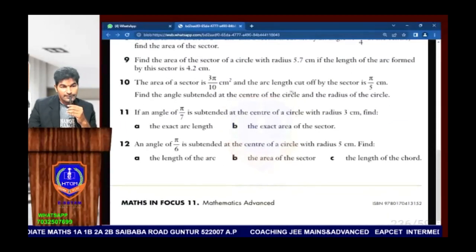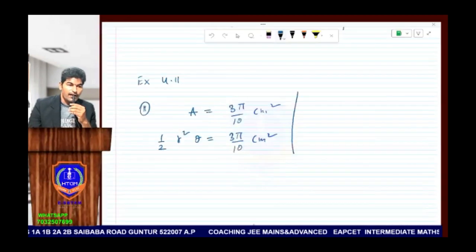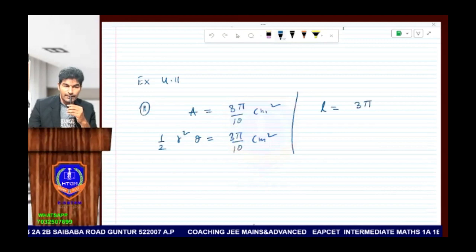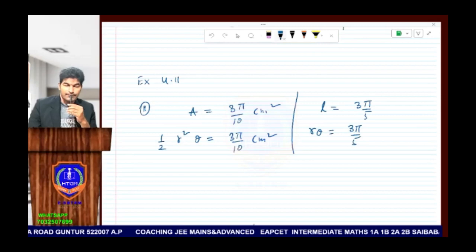What did he say next? Arc length. The arc length cut off by the sector is pi by 5. And you know the formula, no? What is that formula? R theta, right? R theta equal to pi by 5. Understood? R theta.